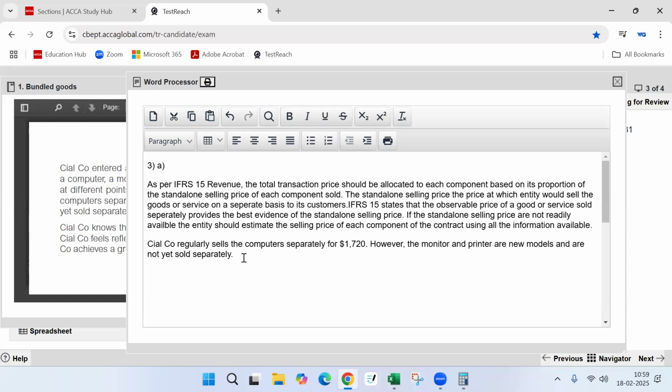Okay. So you can say that because the standalone selling price for printers and display screens are not directly observable, CL must estimate them using all available information, maximizing the use of the inputs. Okay, I don't want to mention the last sentence. It's not necessary.